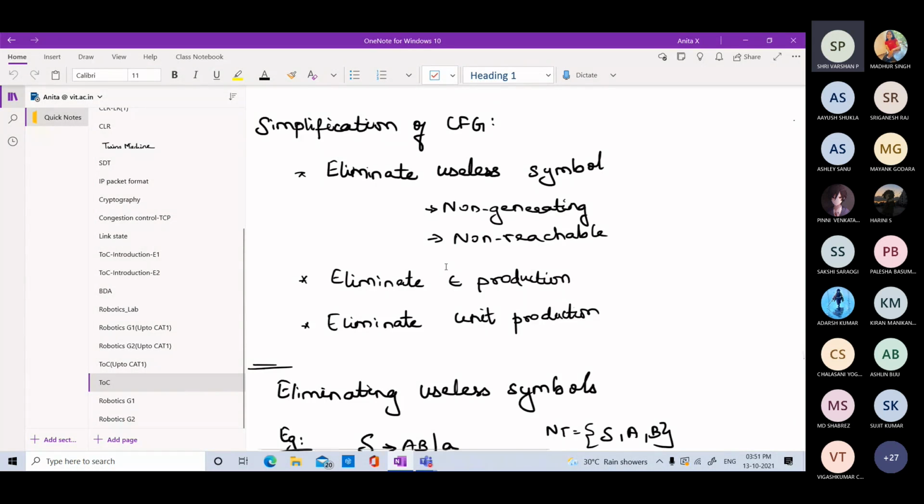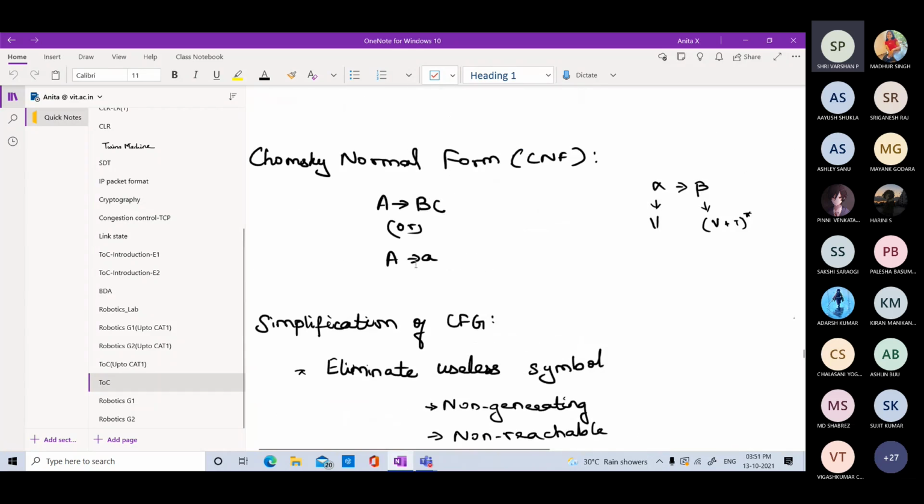Just before dealing with the example, I'll be giving you one question that you have to proceed with, and then later we can see the solution for it. So before doing so, we can have an overview of this, and then we can proceed. So here, Chomsky normal form. What is Chomsky normal form? The production should take this particular format.